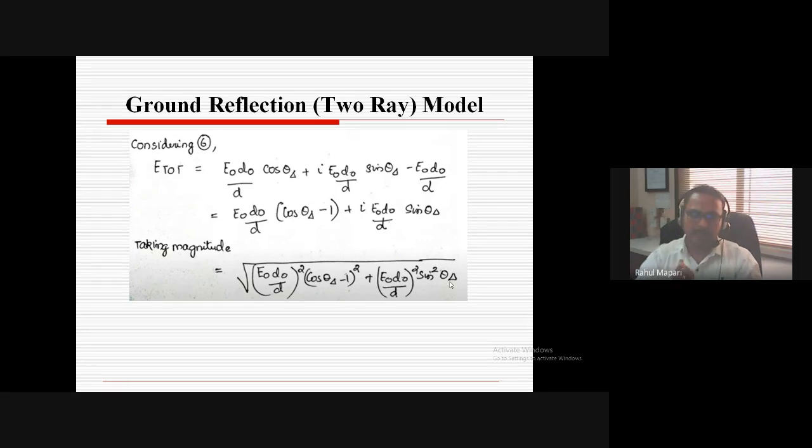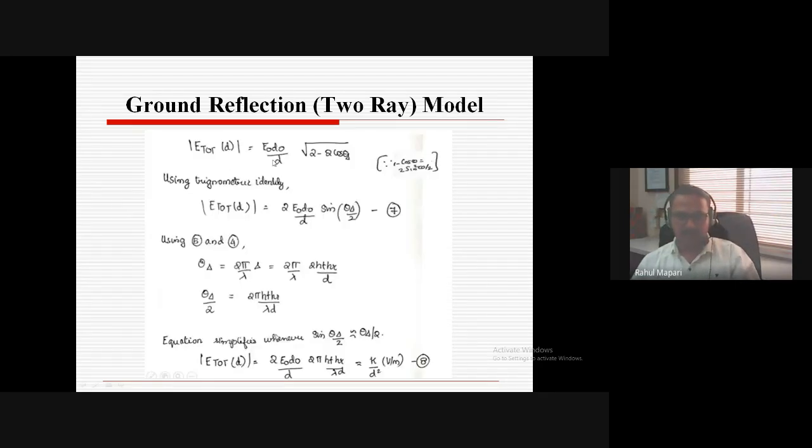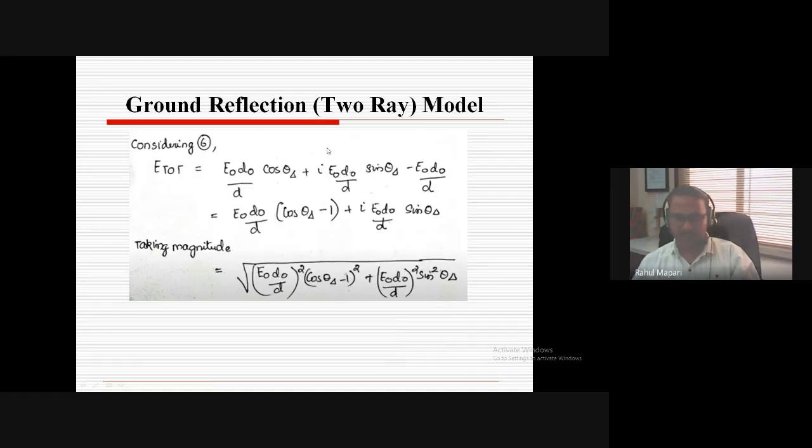Now if you simplify it, if we take E0 D0 upon D out of the square root from both the real part and imaginary part, so E0 D0 upon D. So inside the bracket, what will remain then?